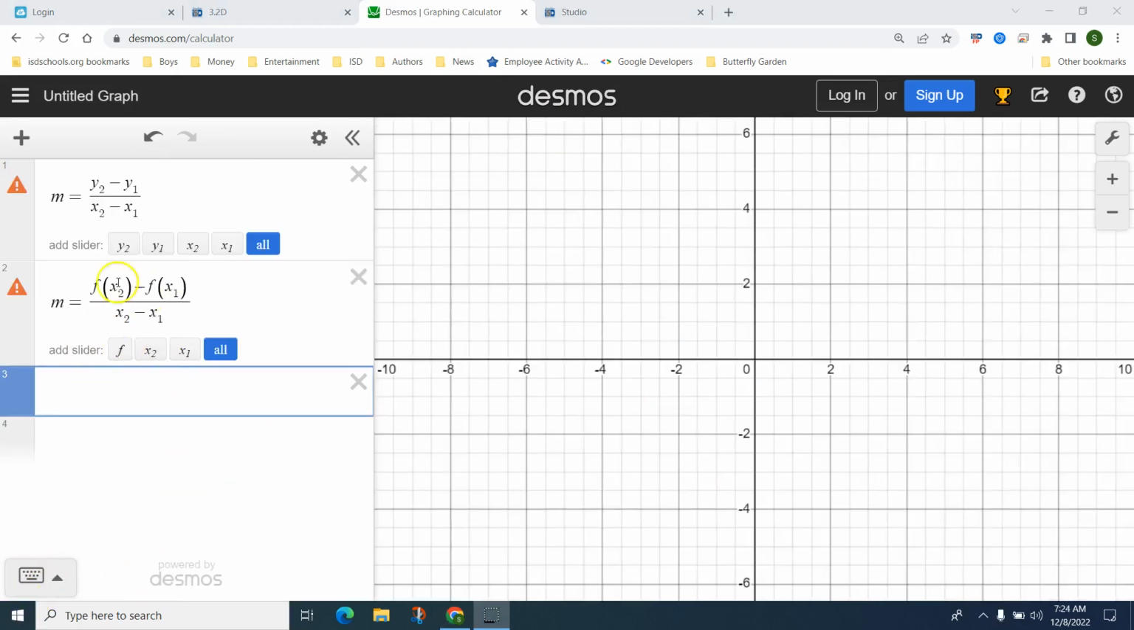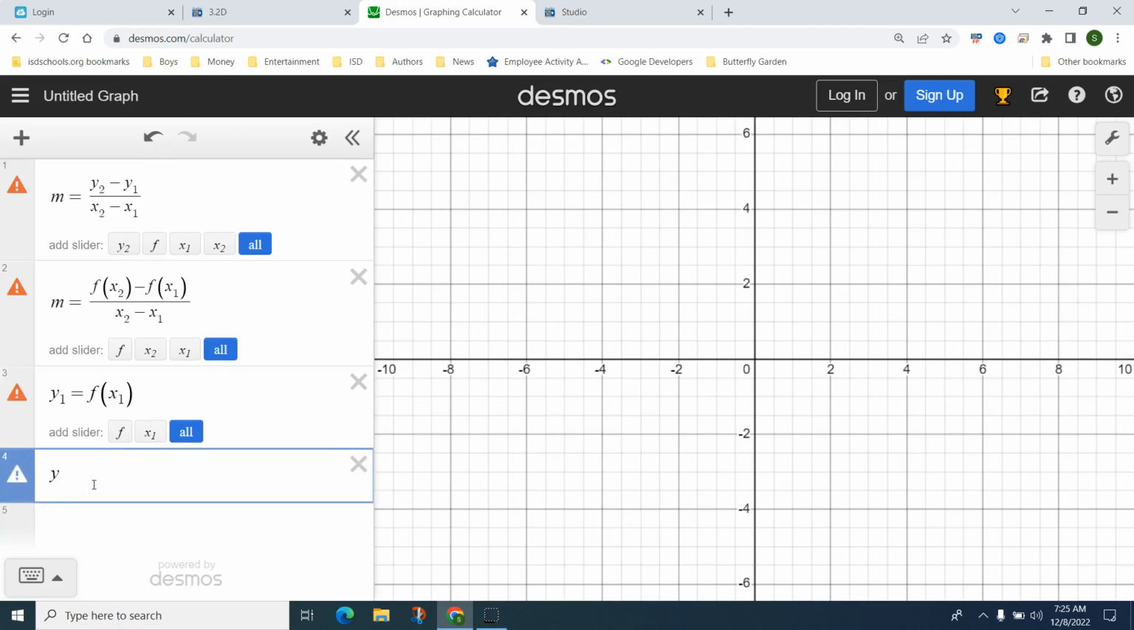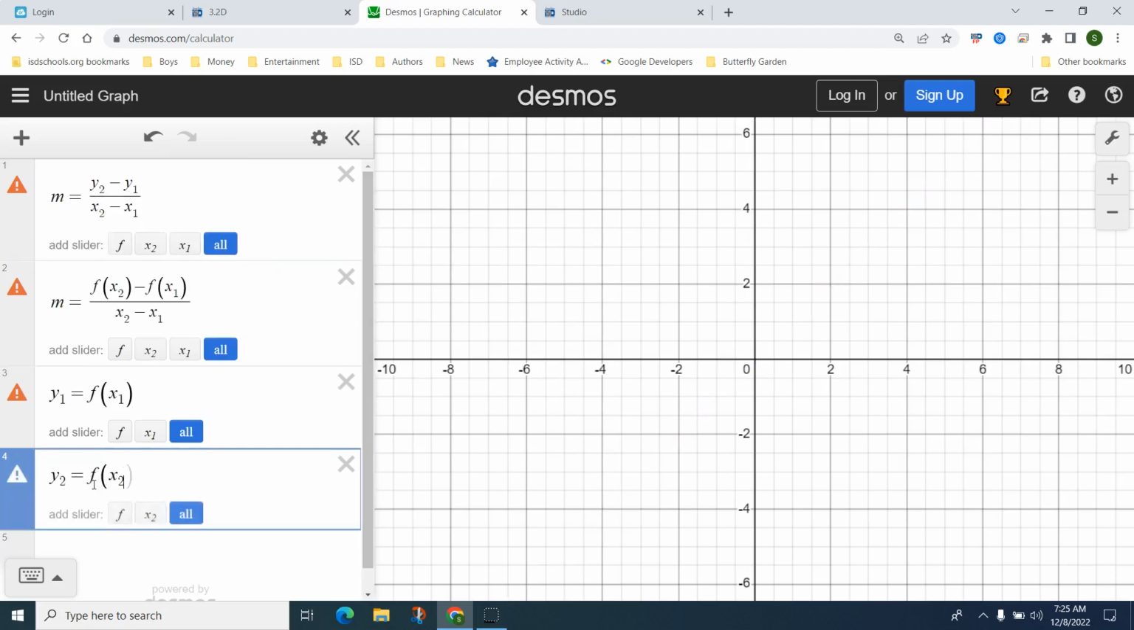Here's the average rate of change that I just used on a previous problem. All right. f of x2 minus f of x1 over x2 minus x1. All right. And here is the old slope equation. y2 minus y1 over x2 minus x1. They are exactly the same thing. Remember, f of x is a fancy way of saying y. All right. So I could say y sub 1 is equal to f of x sub 1. All right. And y sub 2 is equal to f of x sub 2. They are the same thing.